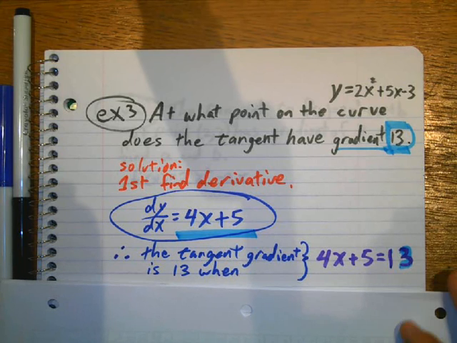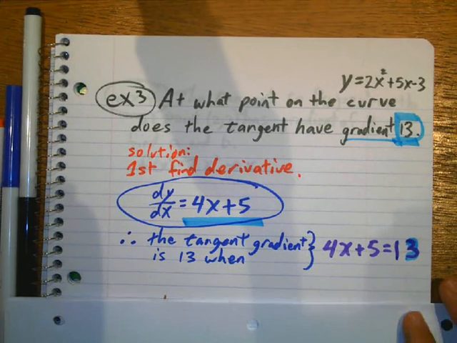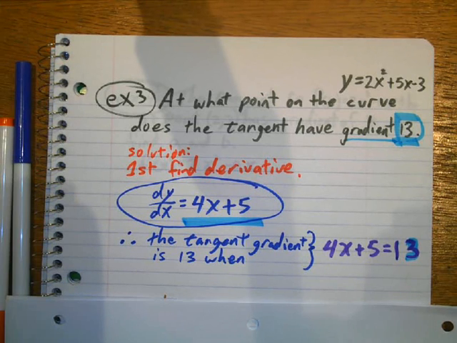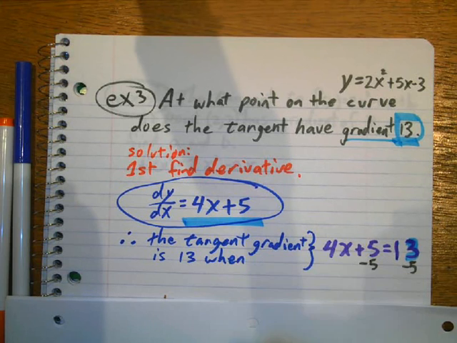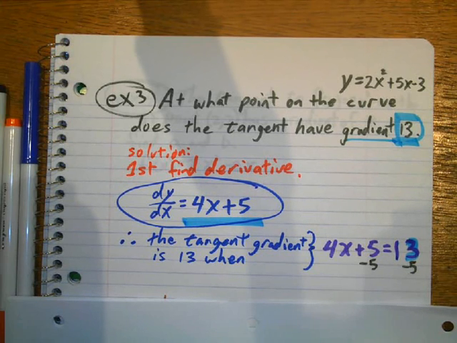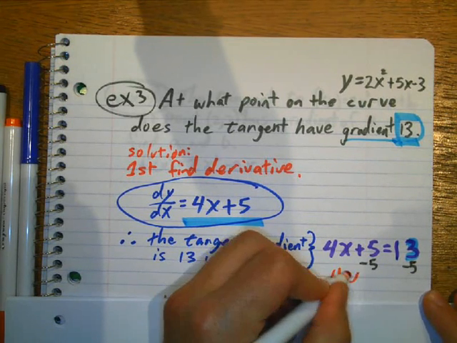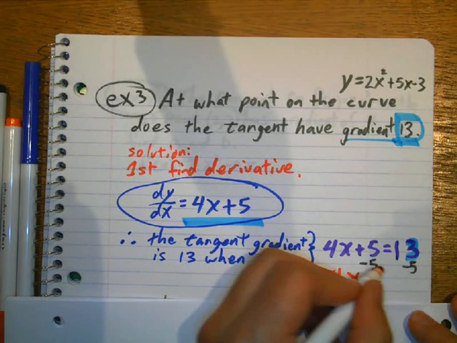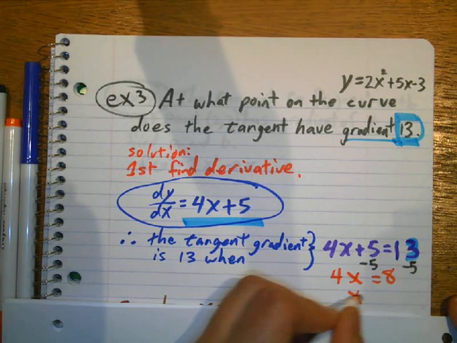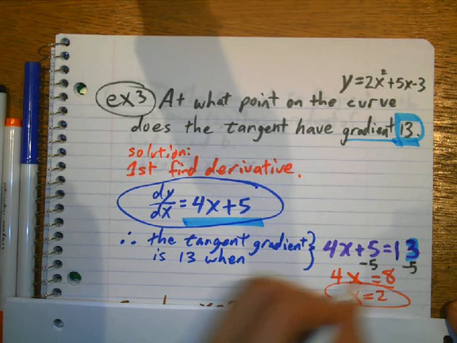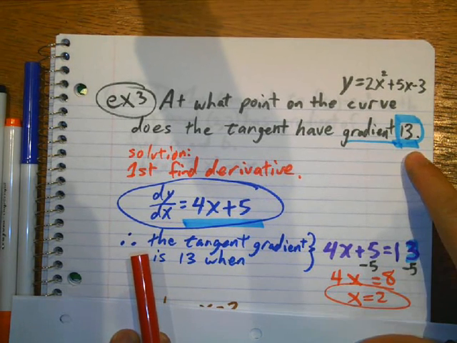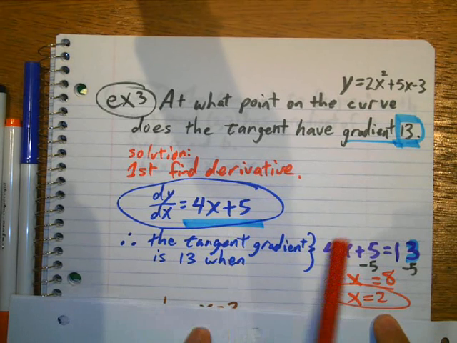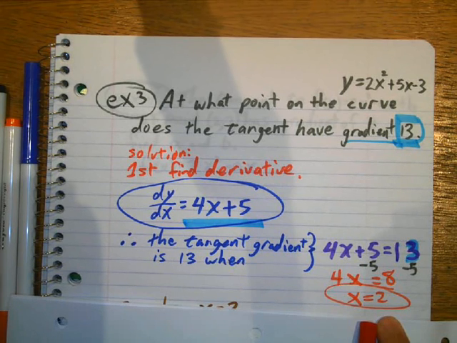Okay, so now we're going to solve for x. So then we get, subtract 5 on both sides. We end up with 4x equals 8. So x equals 2. Okay, so when we have a slope of 13, we know that x is going to be equal to 2.